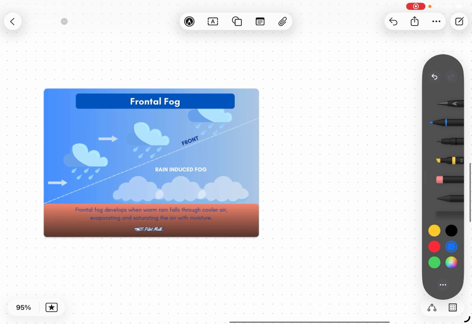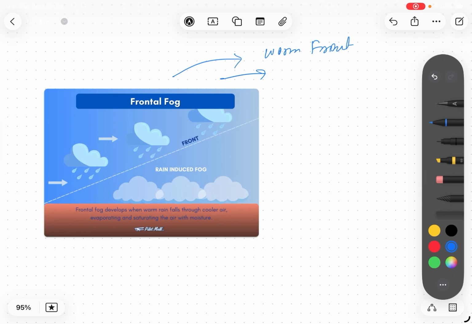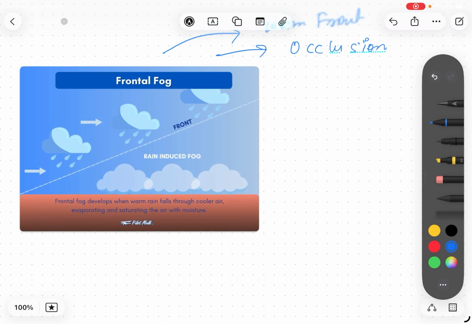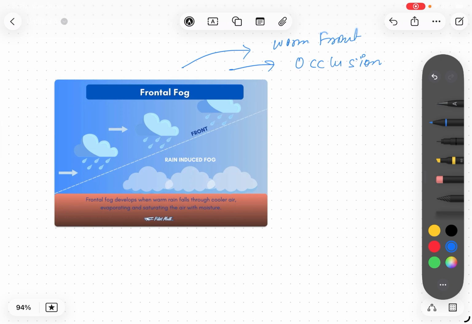The last kind of fog is the frontal fog. From the name you can tell it is fog formed because of fronts. So frontal fog is formed because of the front. It happens in a warm front and an occluded front. How does it form? The main cause is precipitation. Let me explain how it forms. This is formed when warm air is coming to a colder area.